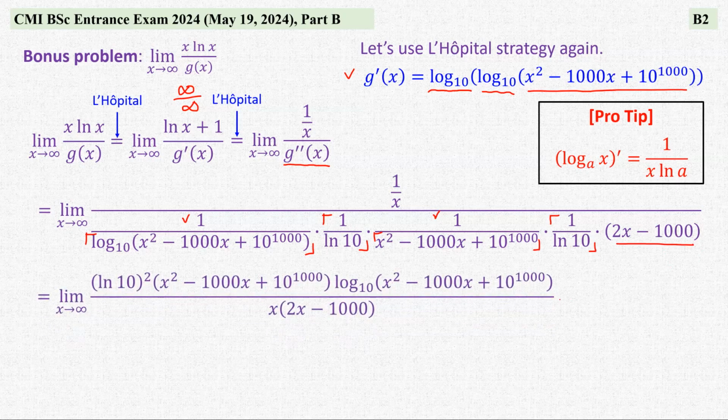If we rearrange this, we obtain (ln 10) squared times (x squared minus 1000x plus 10 to the power of 1000) times log base 10 of (x squared minus 1000x plus 10 to the power of 1000) in the numerator, and x times (2x minus 1000) in the denominator. Here, notice that the denominator is a quadratic function, and the numerator is a quadratic function multiplied by the logarithmic function, so the behavior is similar to x squared ln x. Therefore, the numerator increases faster than the denominator, hence the limit is infinity.